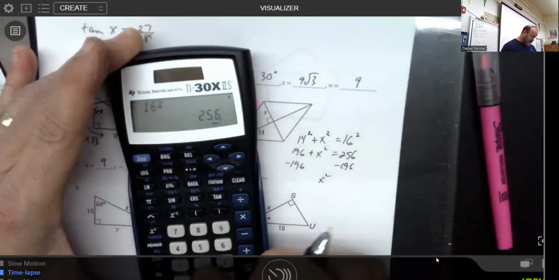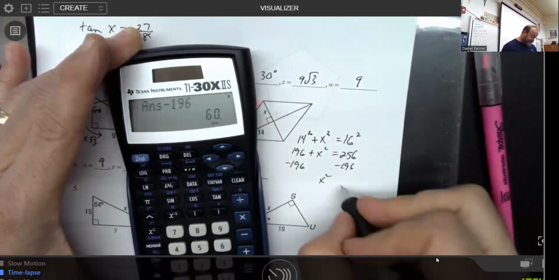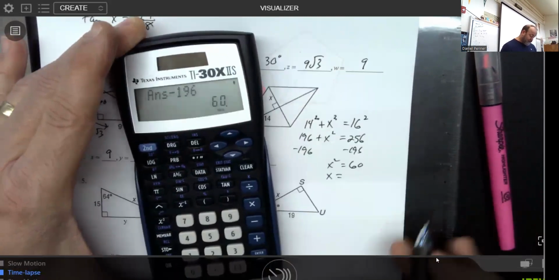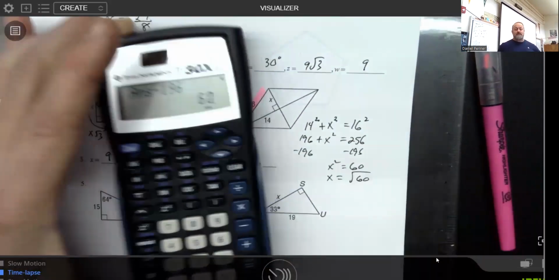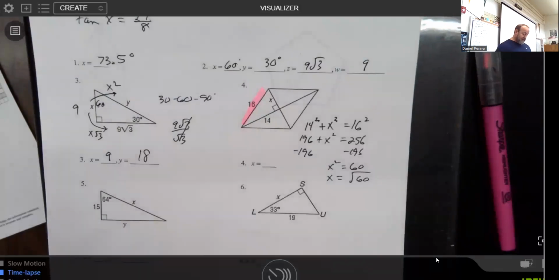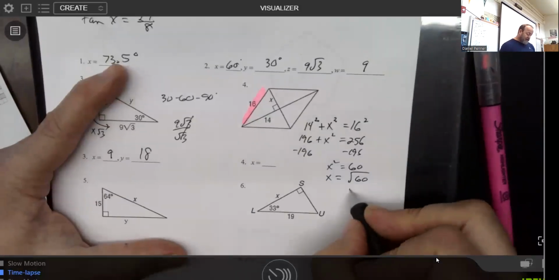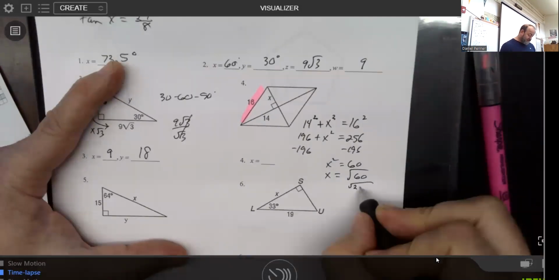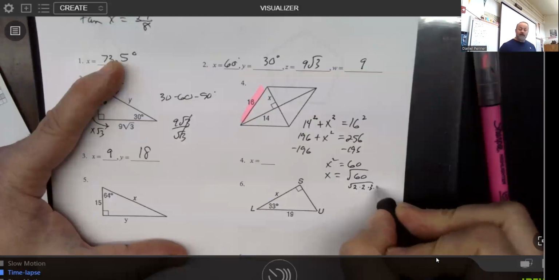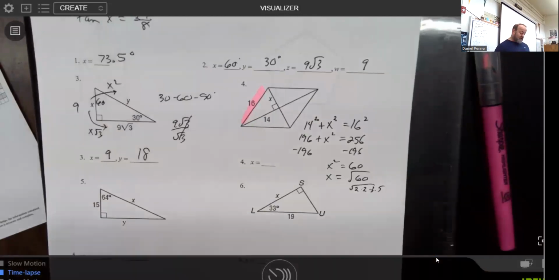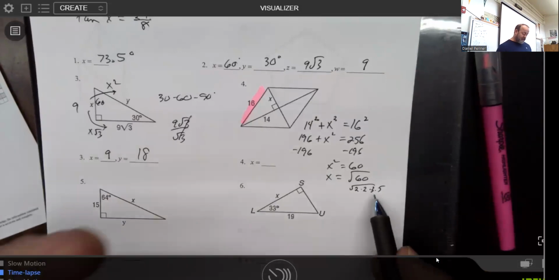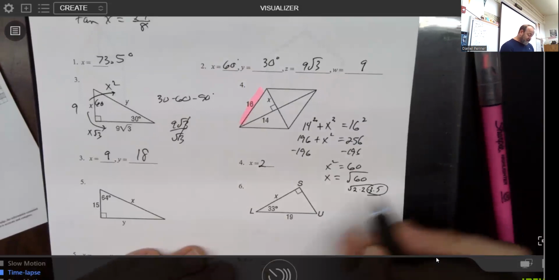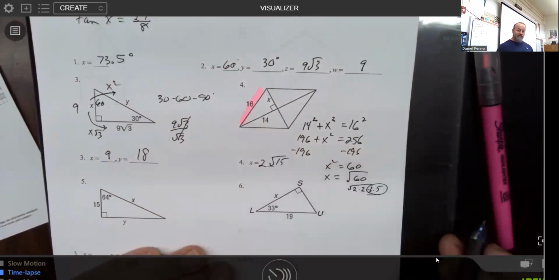256 minus 196 is 60. And so for x, I'd have to take the square root of both sides. Now, that's the first time I'm going to have to do something a little bit fancy. I want to think about that 60 is 2 times 30, but 30 is 2 times 15. And 15 is 3 times 5. So we can play Go Fish. 60 is 2 times 2 times 3 times 5. And I have a pair of 2's, but I have a leftover 3 and a 5 inside. So that would be 2 roots of 15.